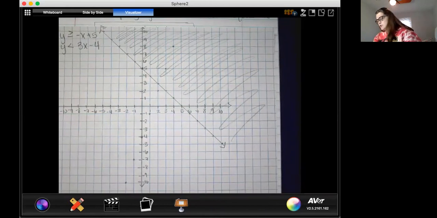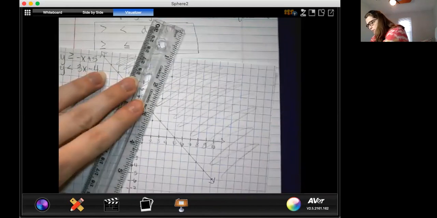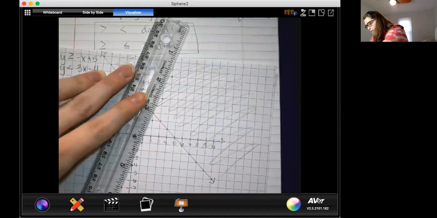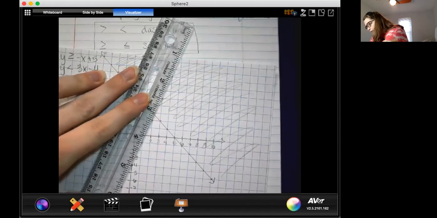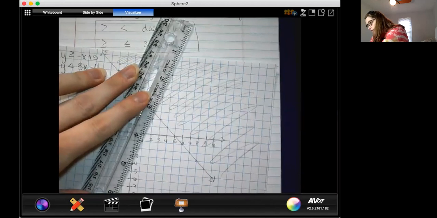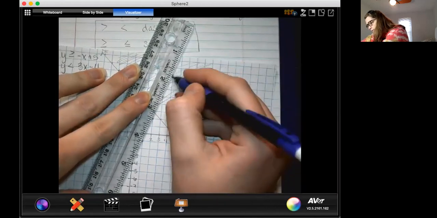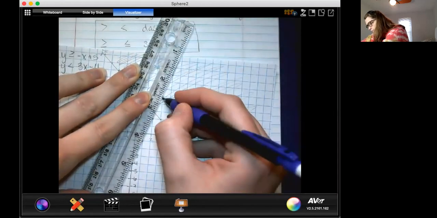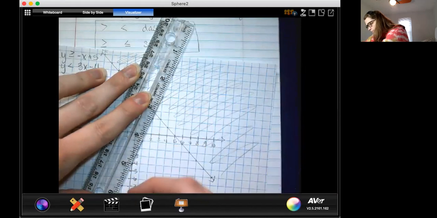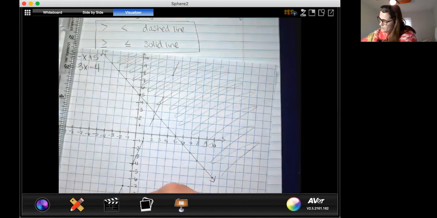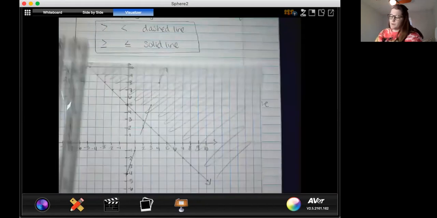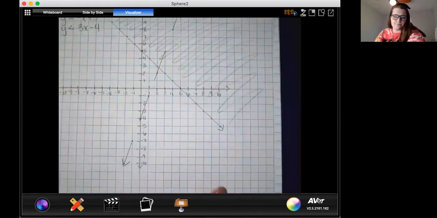This one should be dashed. Good. Again, line up your points, and what I've always said is you can basically connect the line for every other dot. So we have a dashed line.